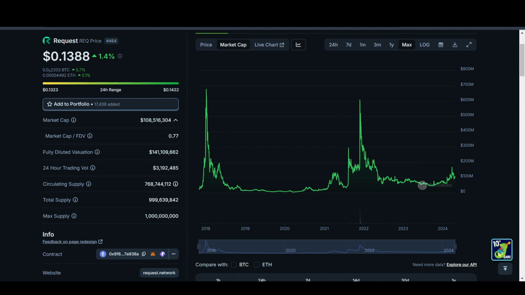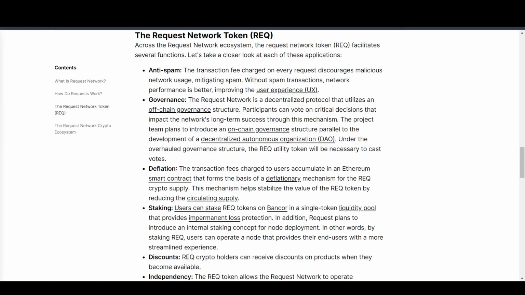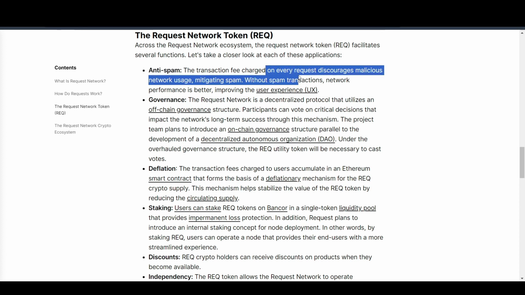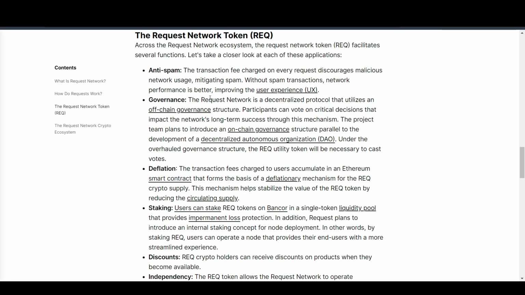As for the tokenomics of Request Network, or the REQ coin, we'll look at the utility first. According to this article by Gemini, it is used for anti-spam. The transaction fee charged on every request discourages malicious network users. So basically it is used for transaction fees for the network. After that, we also have governance. Unfortunately, I could not find any on-chain governance for Request, but I think it is used for that as well. We also have deflation. I will explain that later.